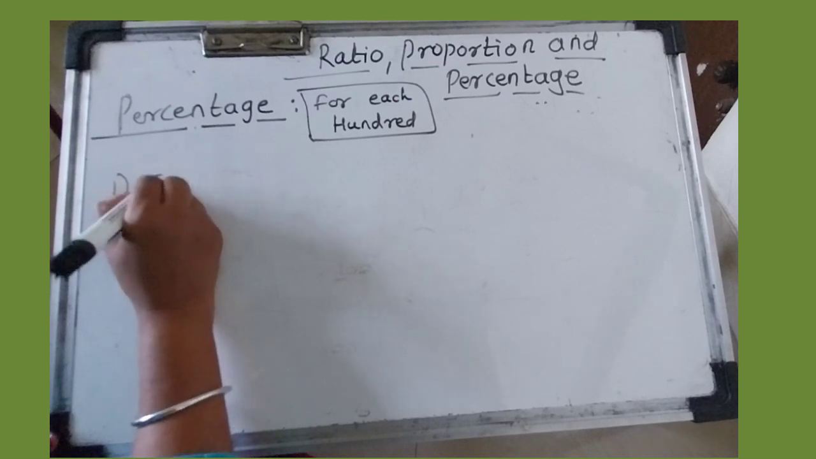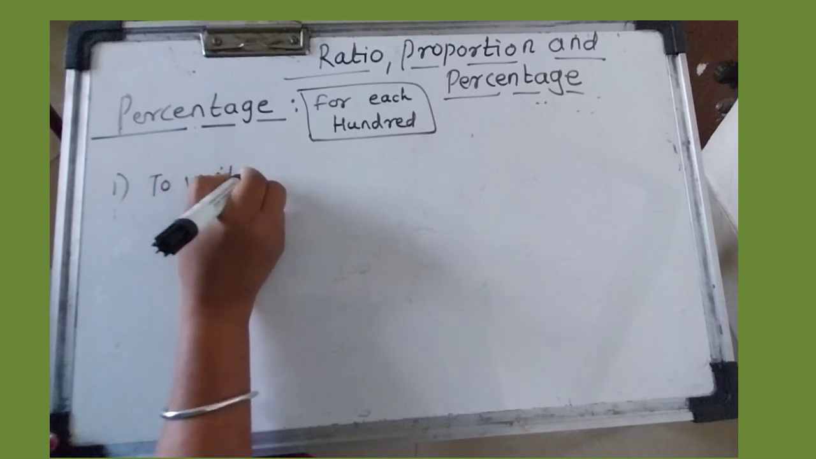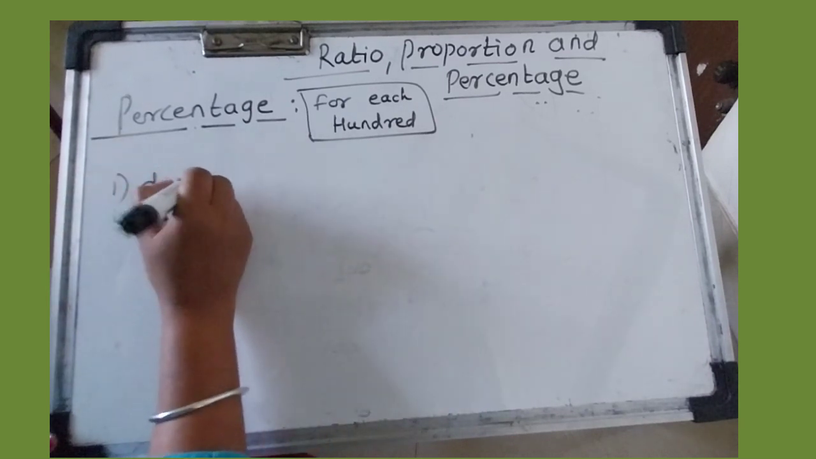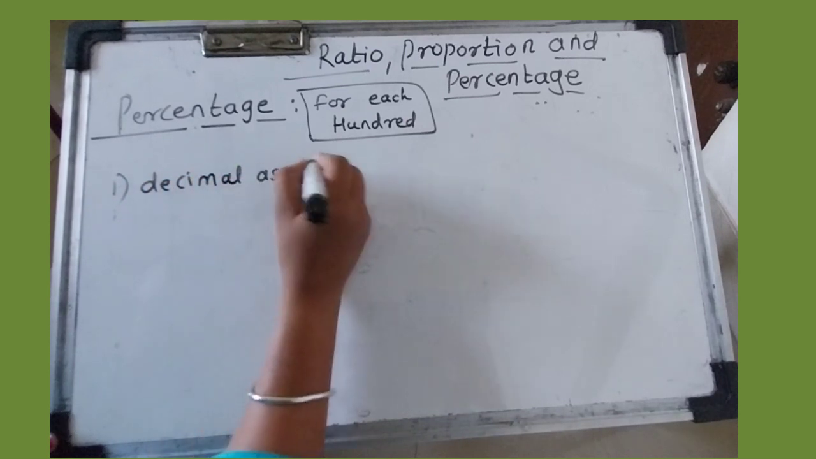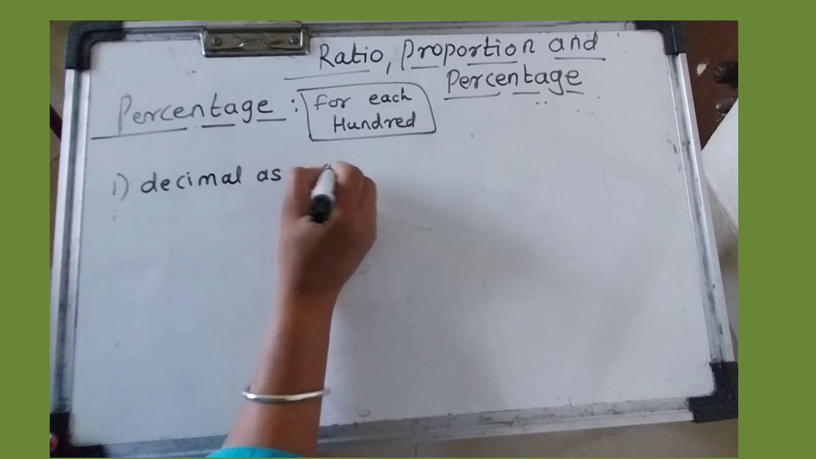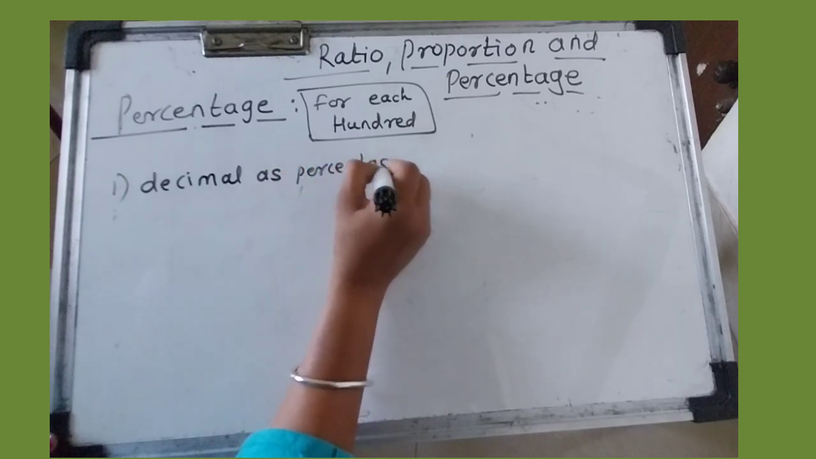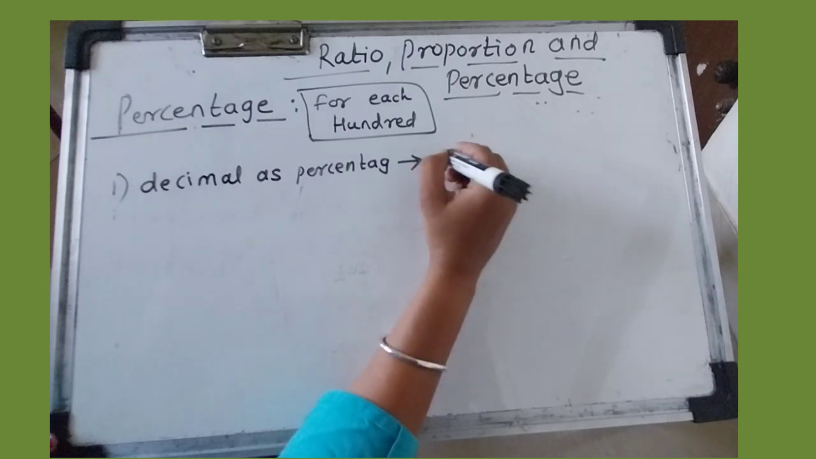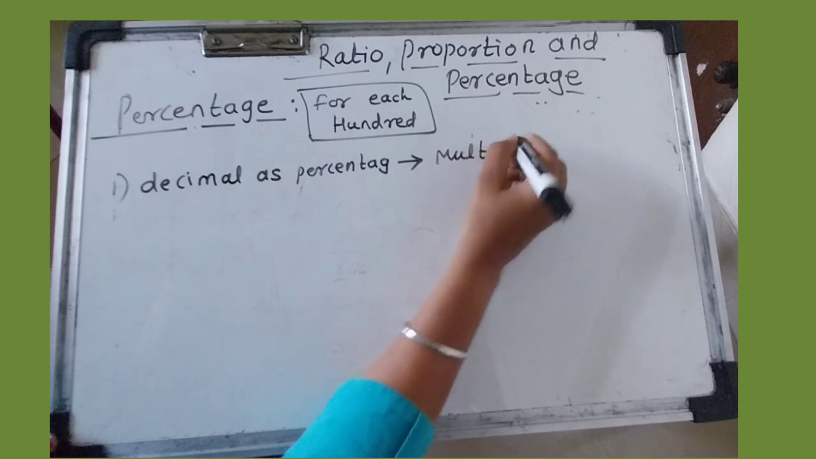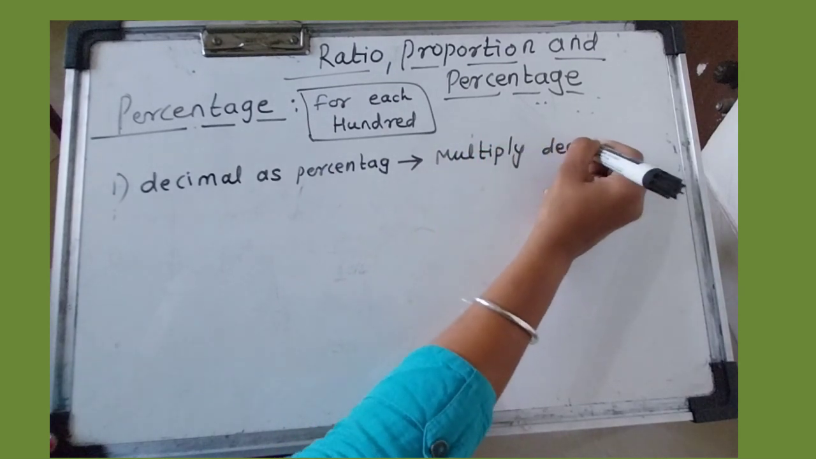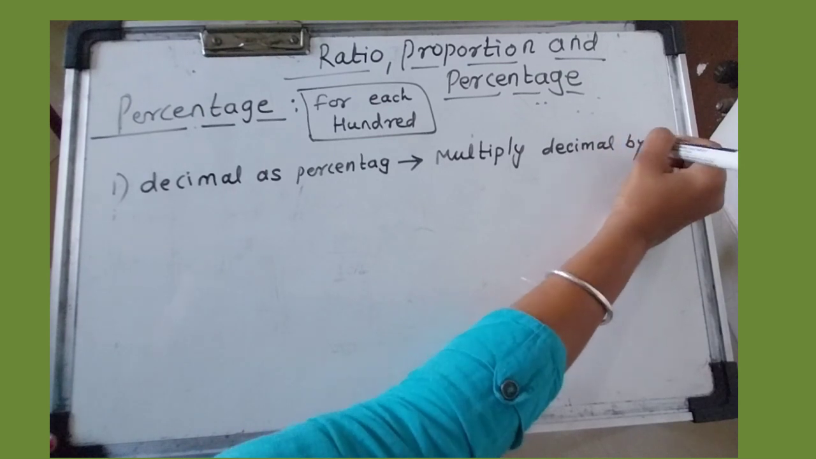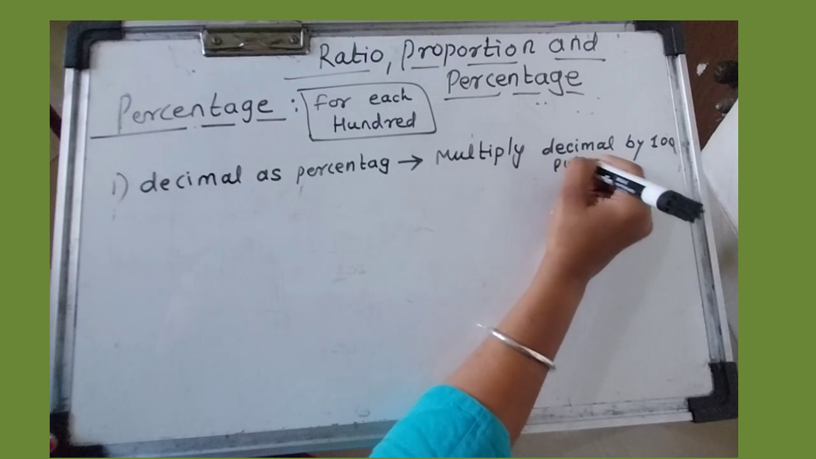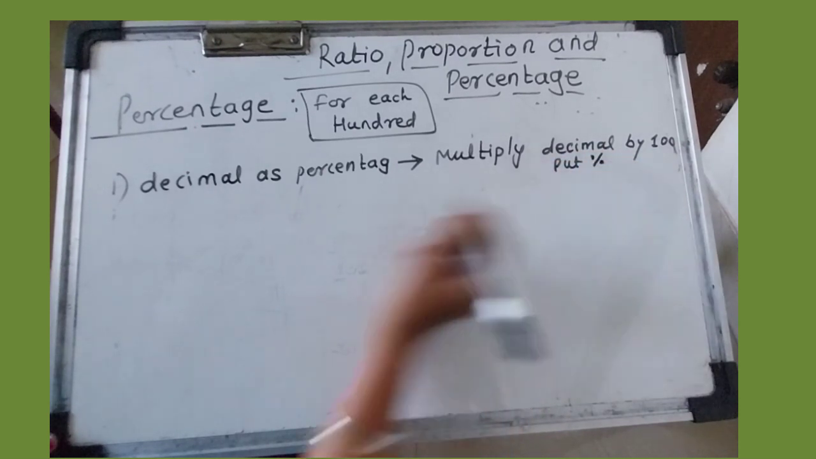To write a decimal as a percentage. What we have to do? Multiply the decimal by 100 and put this percent sign.